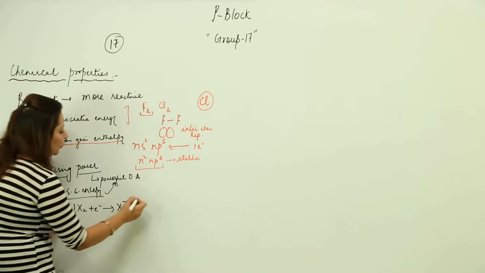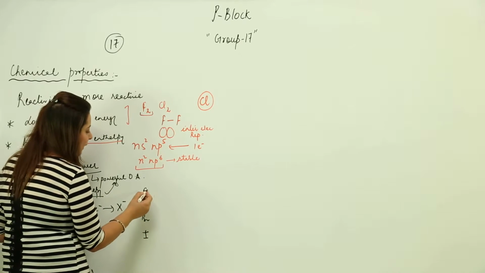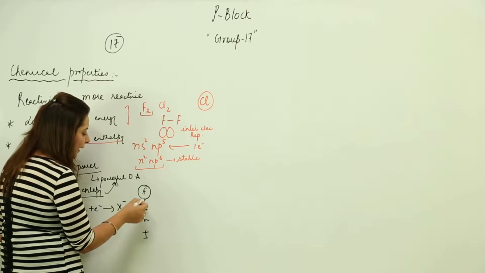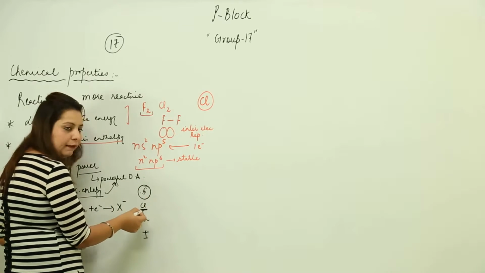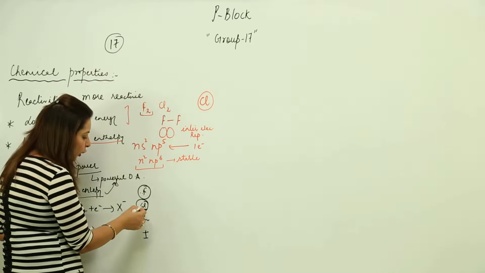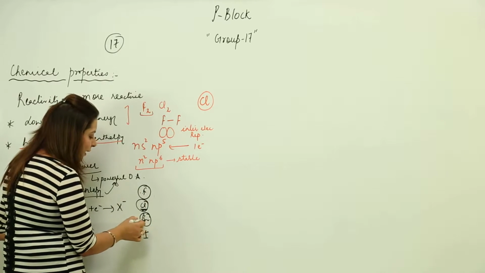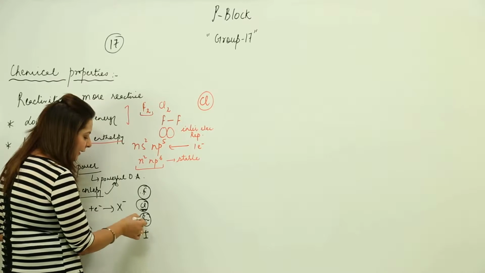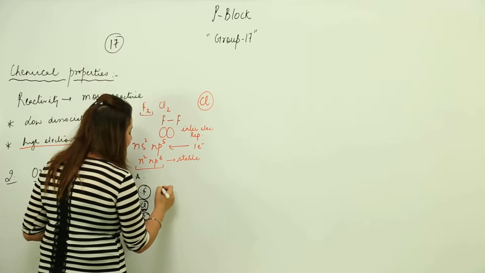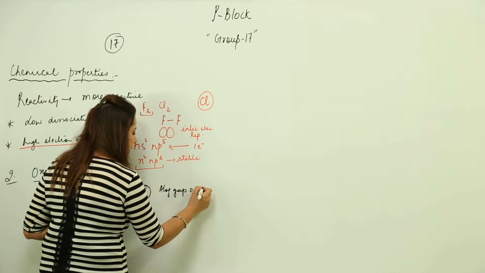If we consider fluorine, chlorine, bromine and iodine, we will see that fluorine is a stronger oxidizing agent than chlorine. So chlorine cannot displace fluorine, but fluorine can displace chlorine. Chlorine is a stronger oxidizing agent than bromine. Chlorine can displace bromine, but bromine cannot displace chlorine. Likewise, bromine is a stronger oxidizing agent than iodine. It can displace iodine, but iodine cannot displace bromine. So we will see that along the group, when we move down, oxidizing power decreases.